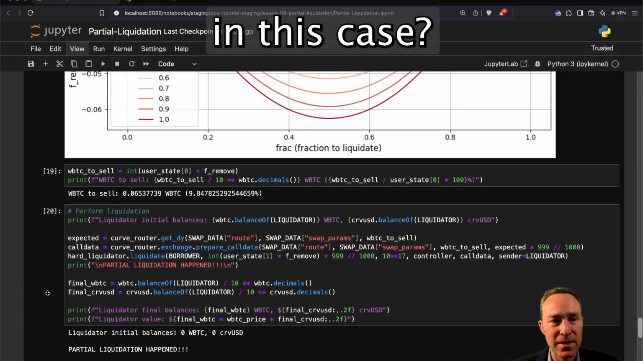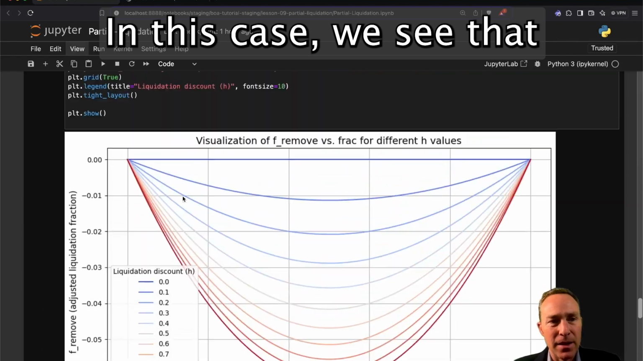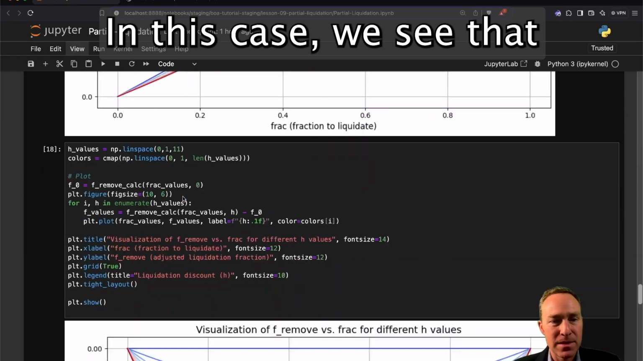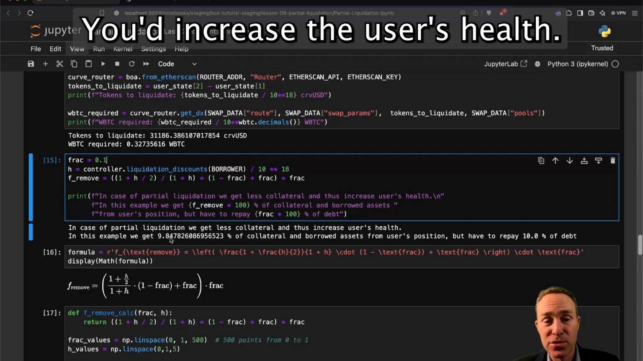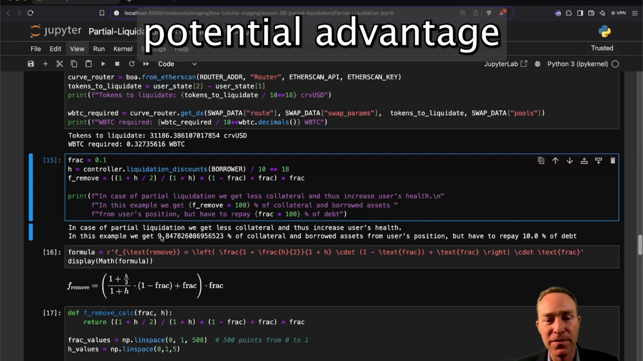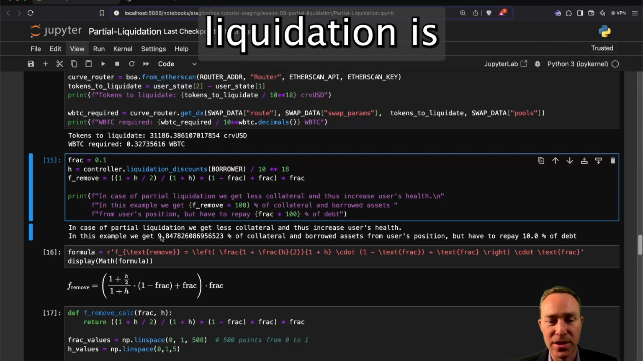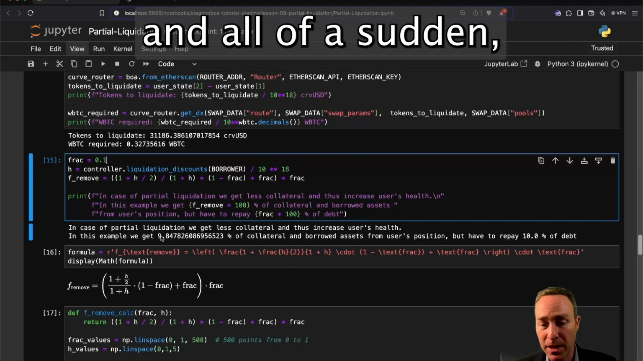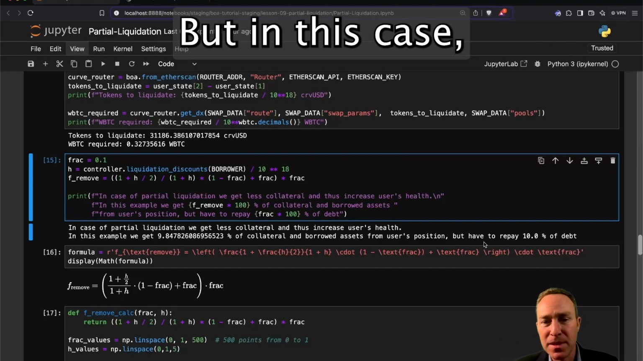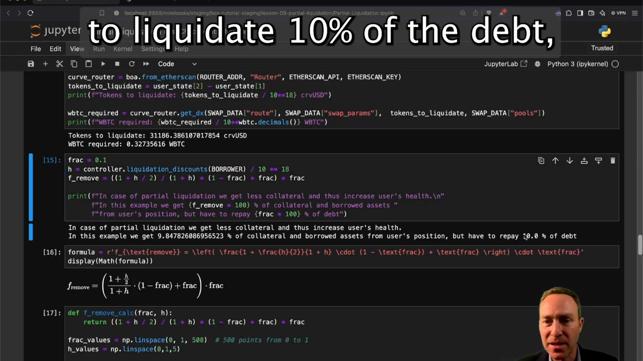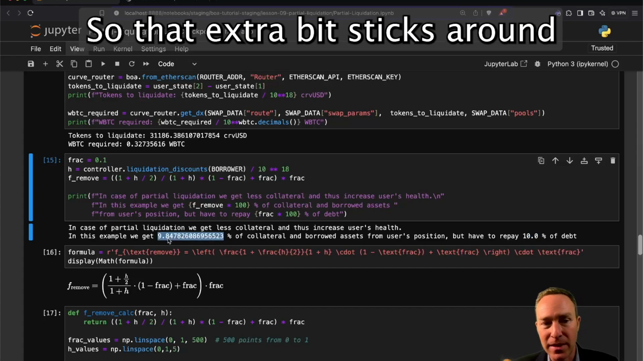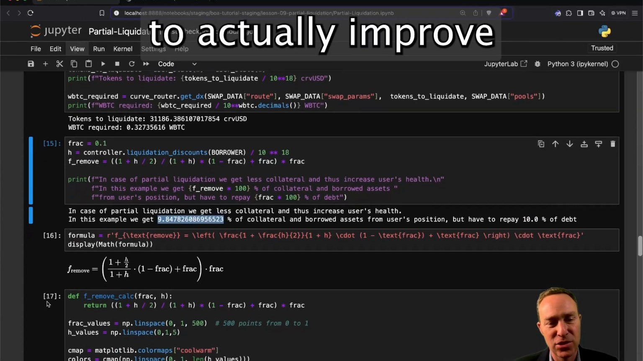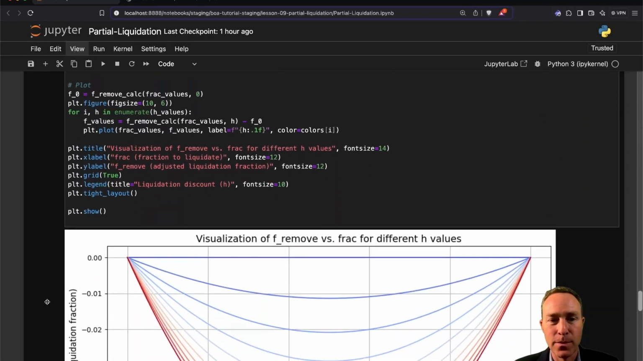What does this look like in this case? In this case, we see that you would get less collateral. You'd increase the user's health, which is another potential advantage for running a partial liquidation, is you can just partially liquidate the user and all of a sudden their health improves slightly. But in this case, when we're trying to liquidate 10% of the debt, we only get 9.84% of the collateral. So that extra bit sticks around to actually improve the user's situation.